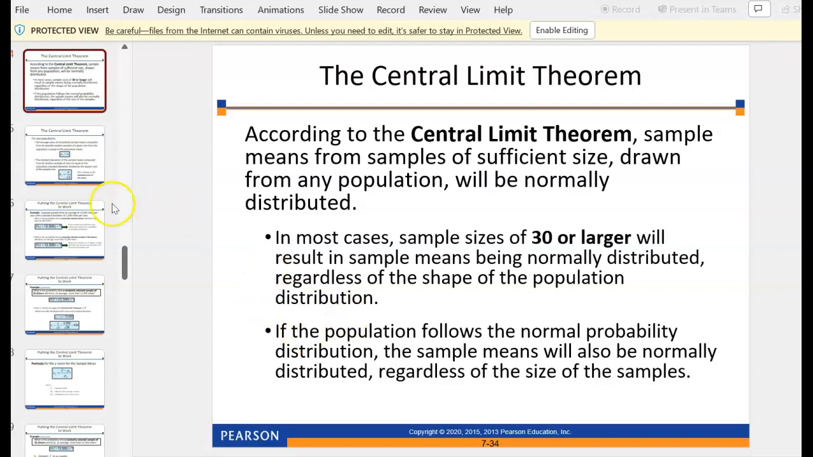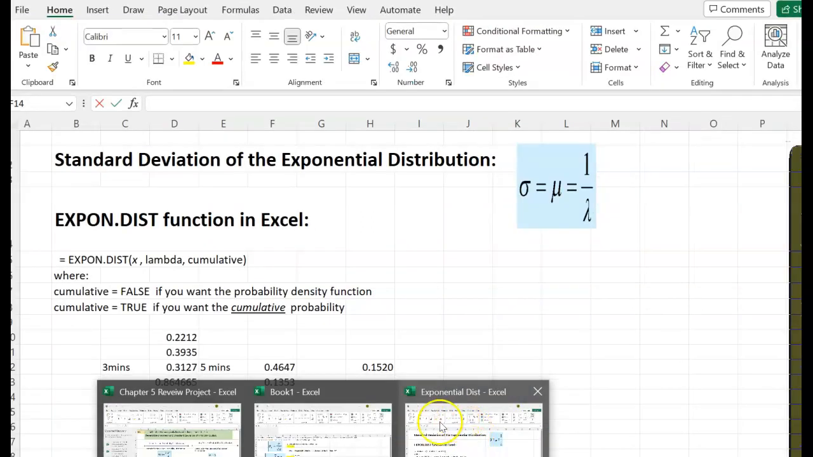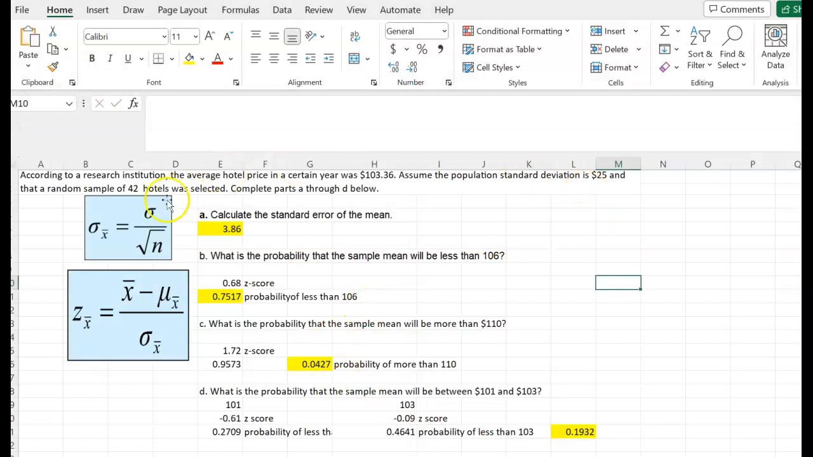And so when this happens, we can say the average of all possible sample means from all the samples is equal to the population mean. And you're going to get the standard error of the mean by taking the standard deviation and dividing it by the square root of n. So since our problem is more than 30, we can assume that the data is normally distributed.